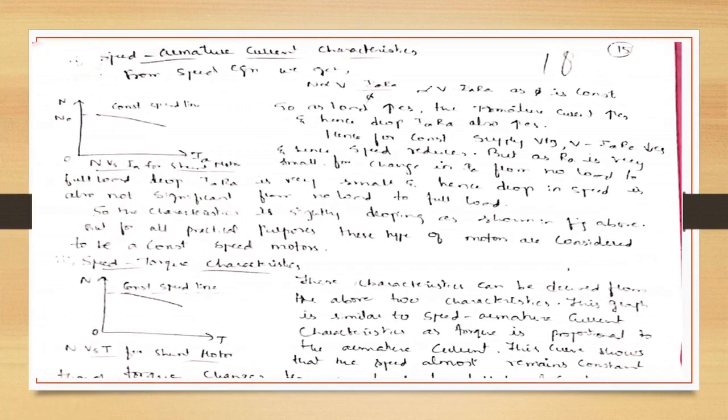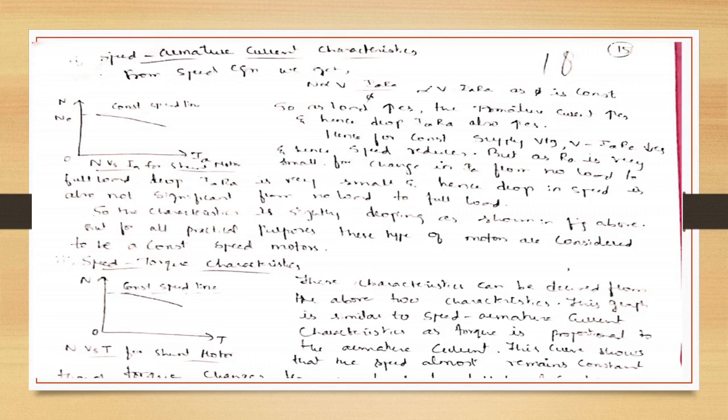Let us see the speed armature current characteristics. From the speed equation, we know that speed is proportional to V minus IARA by phi. For a shunt motor, phi is constant, so speed is proportional to V minus IARA. So as load increases, armature current increases, and IARA increases. So for constant supply voltage, V minus IARA decreases and speed will decrease. But RA is very small. For the change in Ia from no load to full load, the drop IARA is very small, and hence the drop in speed is also not significant from no load to full load.